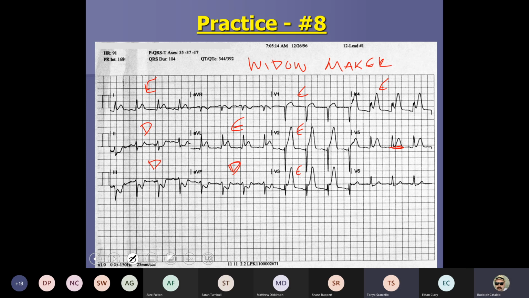Who's heard of a widowmaker before? Me. Okay. And again, the reason I called it 3-vessel disease is left main involvement, left circumflex involvement, and left anterior descending involvement.